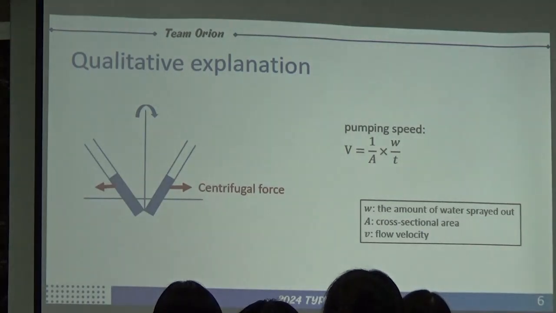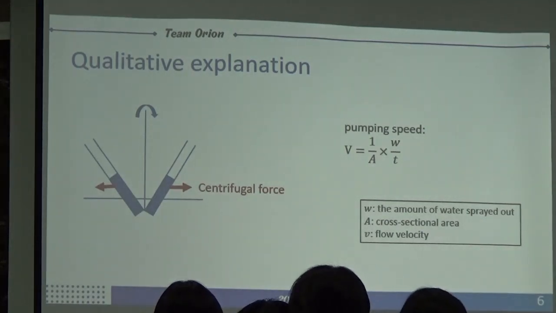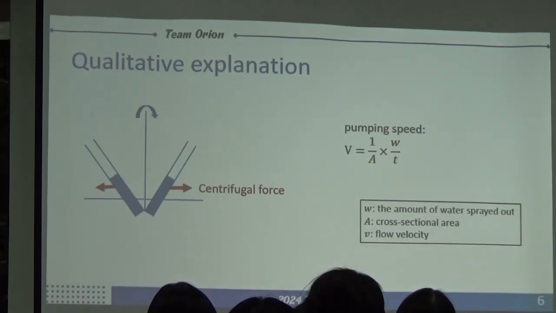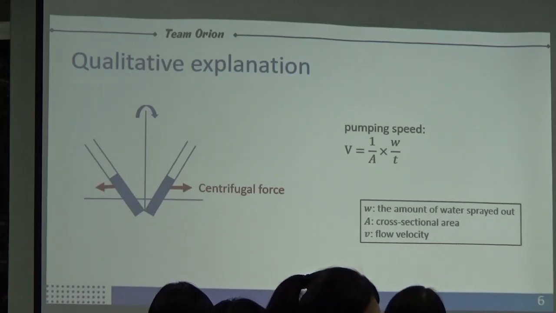It comes to the qualitative explanation. When the straw starts rotating, the pressure inside the straw will be less than the water outside the straw. So the water will be sucked into the straw, and because of the centrifugal force, the water will be pushed outward and finally spread out. Here we define the pumping speed as the amount of water spread out per unit time.